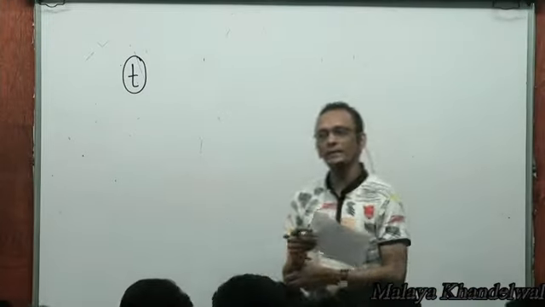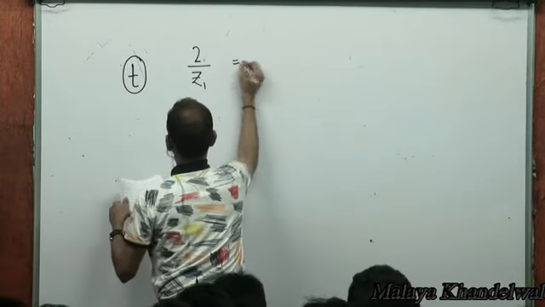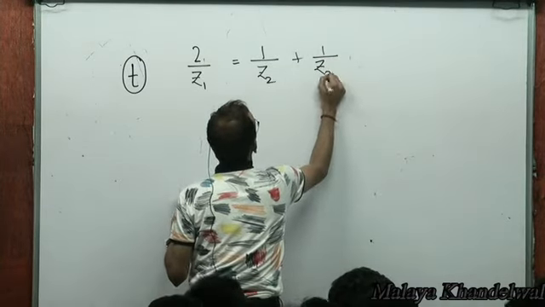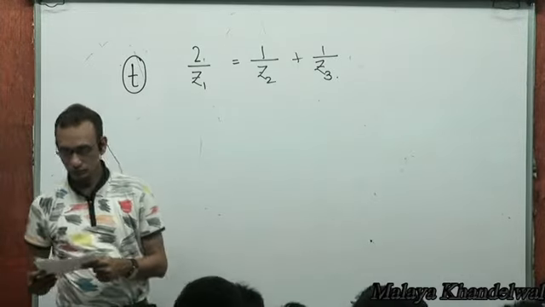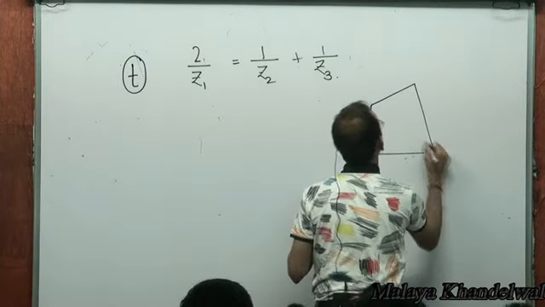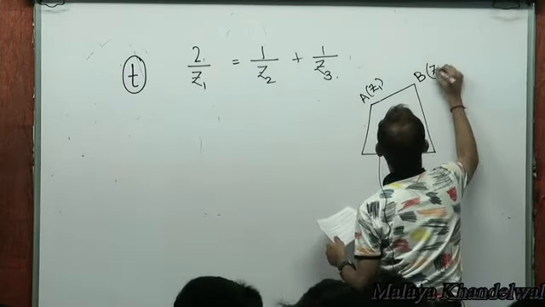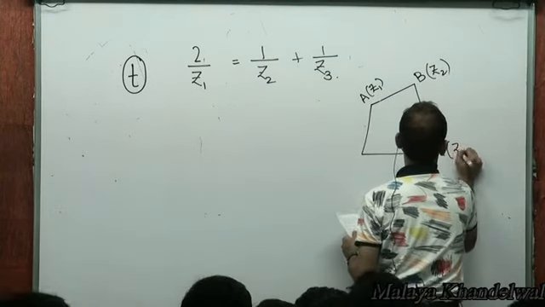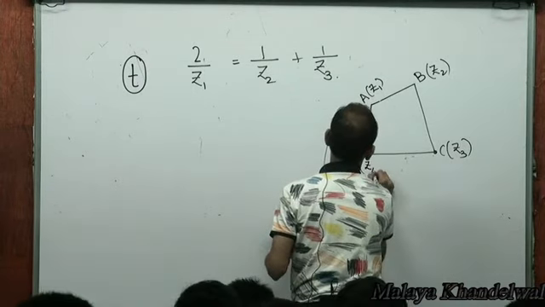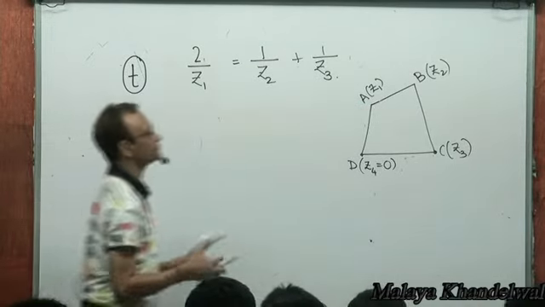Z1, Z2, Z3 are complex numbers such that 2 by Z1 is 1 by Z2 plus 1 by Z3. We want to show that the quadrilateral formed out of A, which is Z1, B, which is Z2, C, which is Z3, and D, which is say Z4, which is the origin, is cyclic. We want to show that this quadrilateral is cyclic.